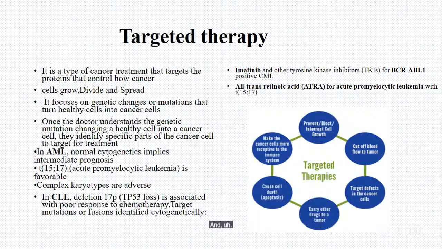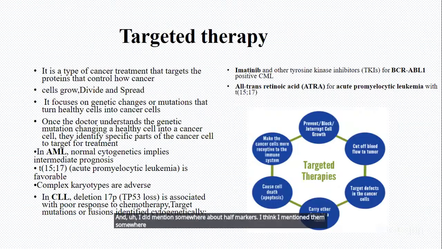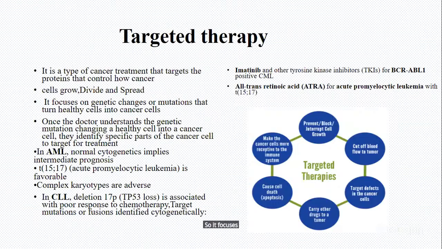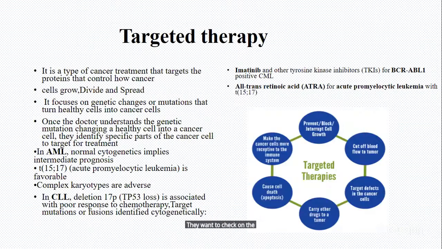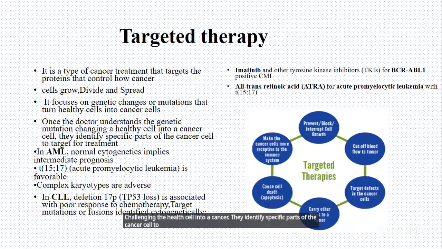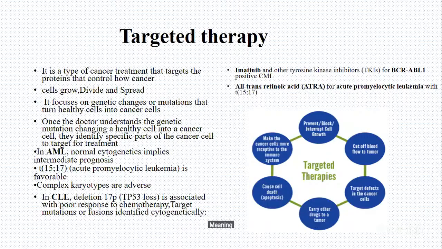And I didn't mention somewhere that we have markers. I think I'll mention them somewhere. Let's continue first. So it focuses on genetic changes or mutations that turn healthy cells into cancer cells. They want to check on the genetic changes. Then once the doctor understands the genetic mutation changing the healthy cell into a cancer, they identify specific parts of the cancer cell to target for treatment. Meaning, they can decide that they want to deal with the nucleus of the cancer cell, or the cytoplasm, or the cell membrane, or the DNA material of that cancer cell.